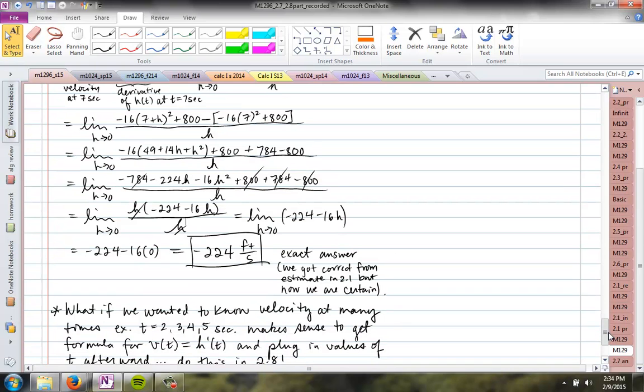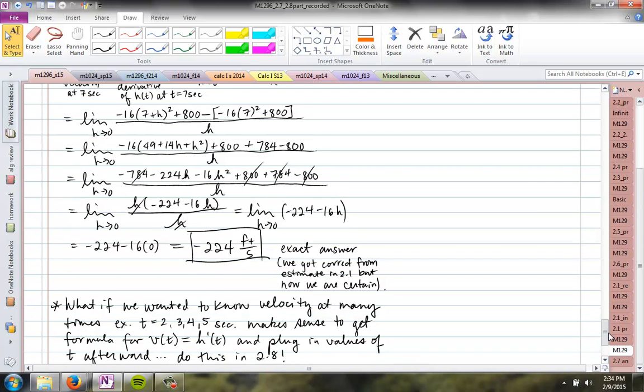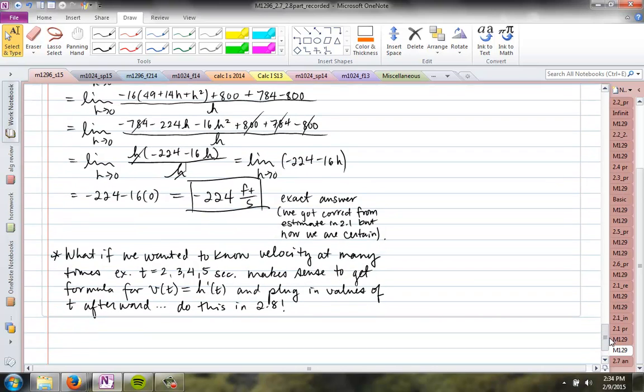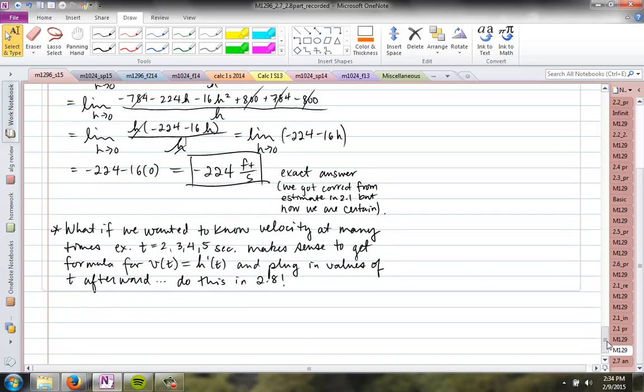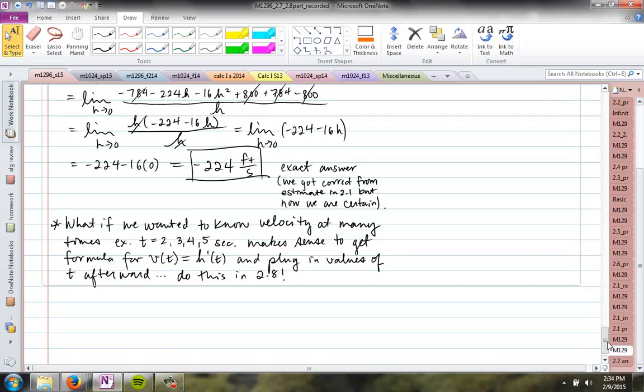So just when you have these problems on your homework, now you know you can use this definition in 2.7. So what if we wanted to know the velocity at many times, say at 2 seconds, 3 seconds, 4, and 5 seconds? Then it makes sense to get a formula for the velocity and then plug in those times. And that's exactly what we're going to do in 2.8, which is to find a derivative function or a velocity function. And then if you're trying to find that derivative or velocity at several times, you can just do that after the fact, and that's going to be more efficient. That's it for 2.7.